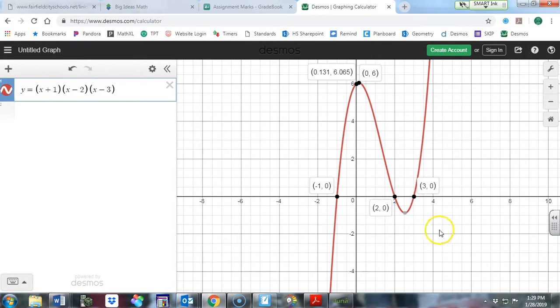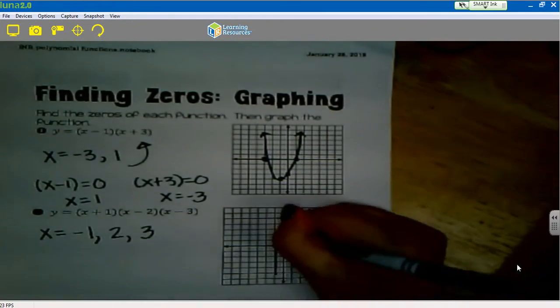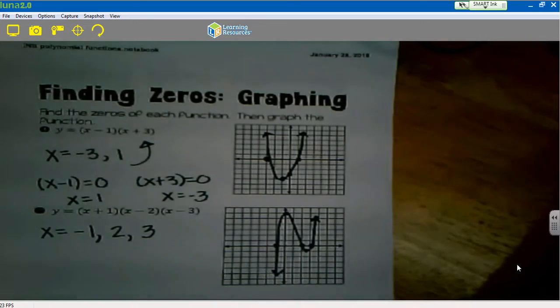And then we've got a minimum value over here at (2.5, -0.9)-ish. So right in there. And then we can go ahead and connect the points.